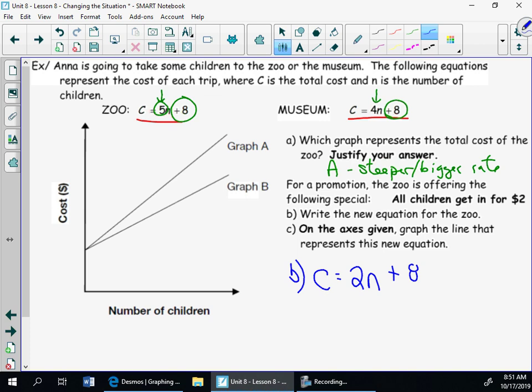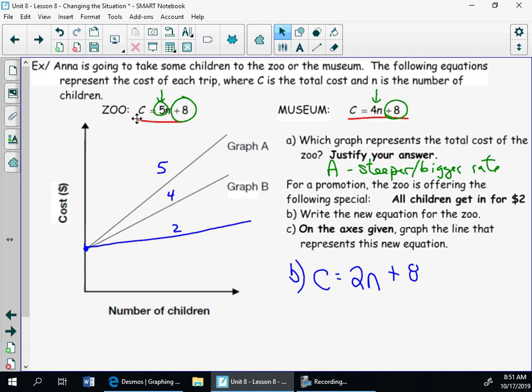When the axis is given, graph the line that represents this new equation. Well, what's different about it? Not the starting point, still 8. It's a 2 now instead of a 5. So it's way less steep. It's less steep than the 5 or the 4. The 2 would be more like that. So there's my equation.